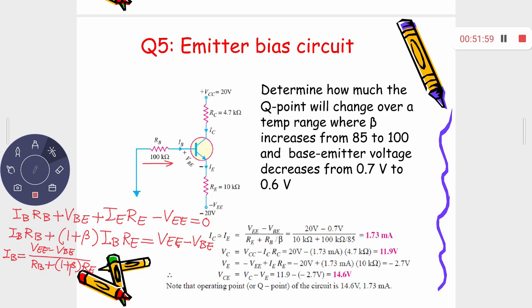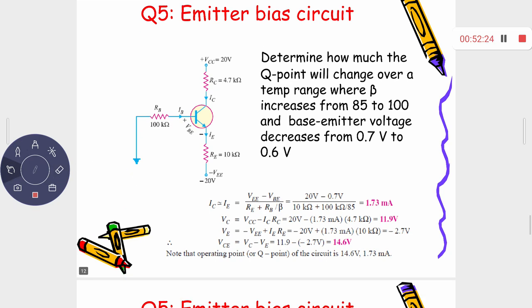Your emitter is not grounded, your emitter is connected through some resistance, and there you have some negative supply. So previously your collector voltage was equal to the collector emitter voltage, because emitter is connected to ground. But this time emitter is not connected to ground. So VCE is basically collector voltage minus emitter voltage, because this voltage is not equal to ground. Right?